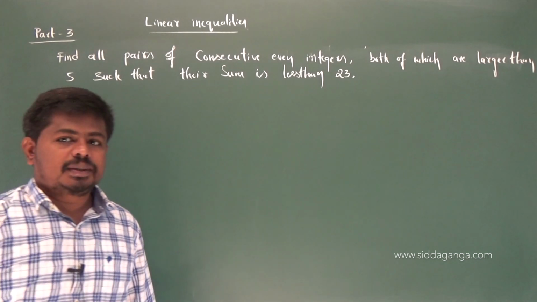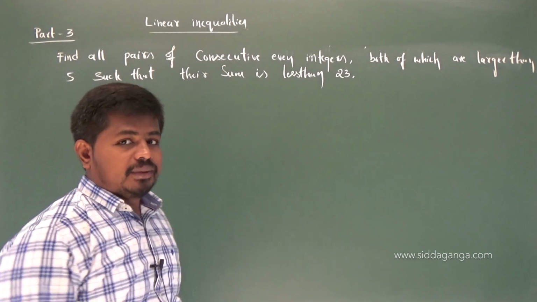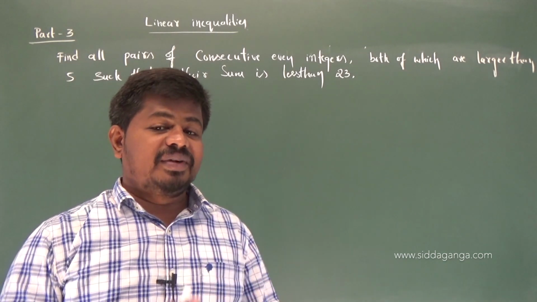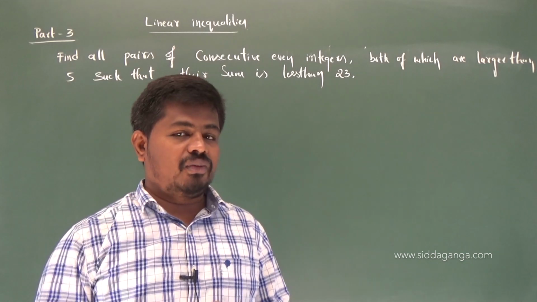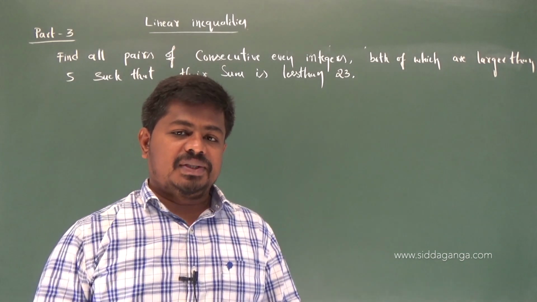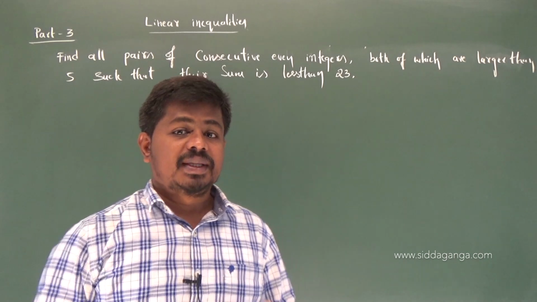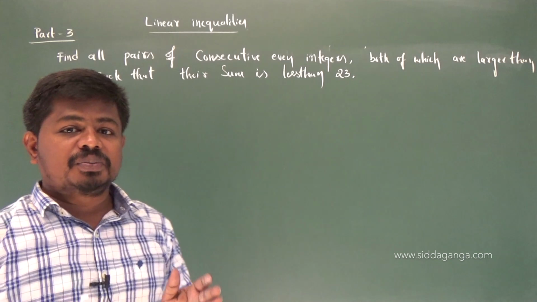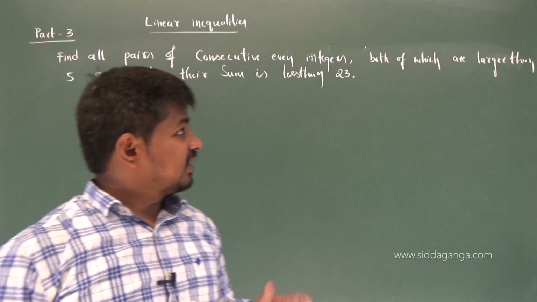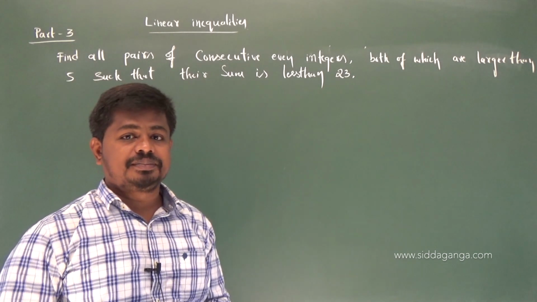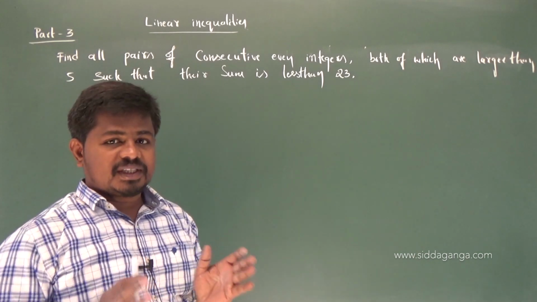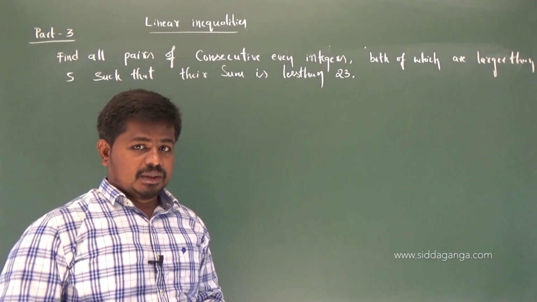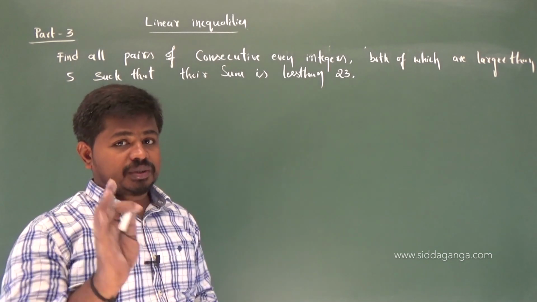My dear students, here the question is, again you have to find pairs of consecutive even positive integers, you mean like 2 4, 4 6, 6 8, 8 10 and so on, such that both of which are larger than 5. Both the numbers must be larger than 5 and their sum must be less than 23. You have to find such pairs satisfying these two conditions using the inequality. So whenever they ask the question in the examination, you have to use the concept of inequality.